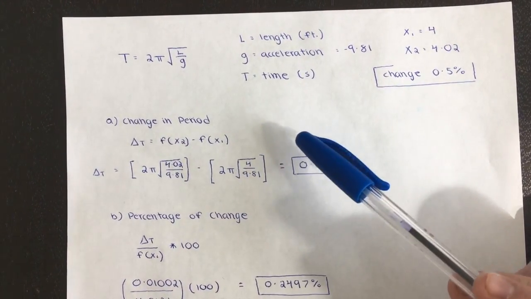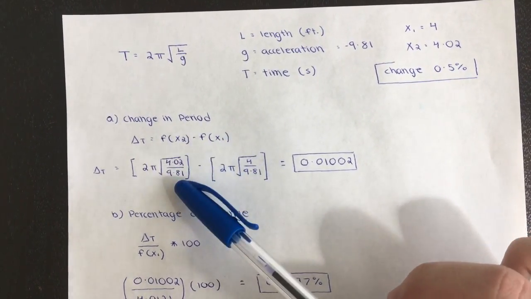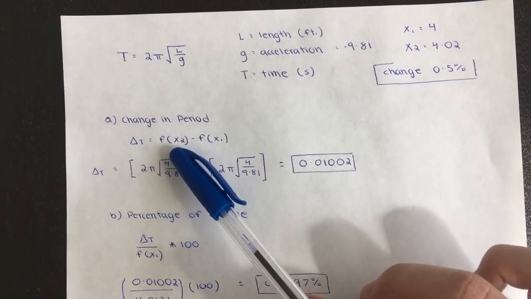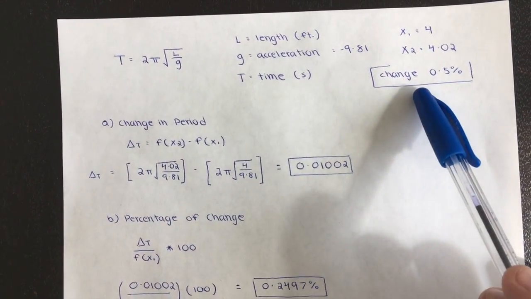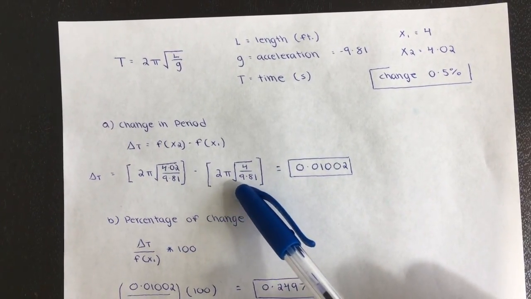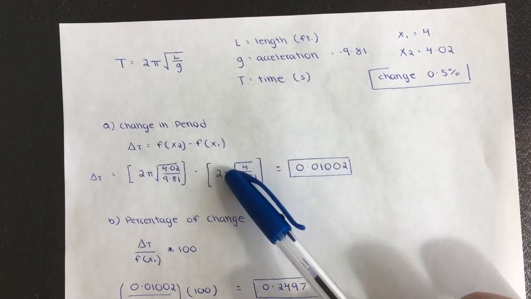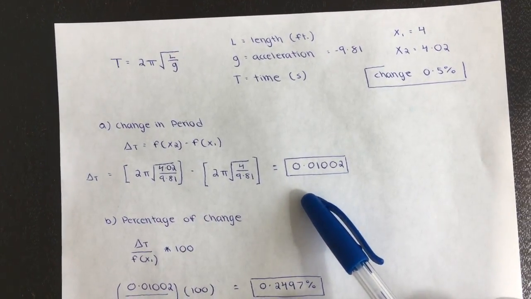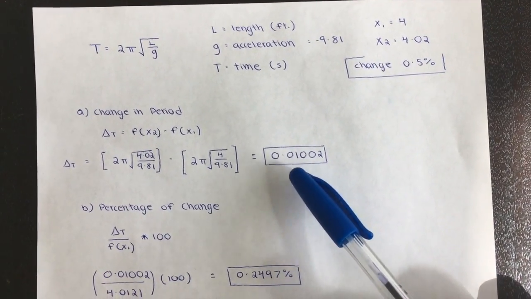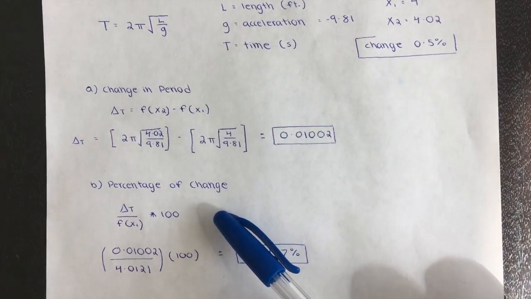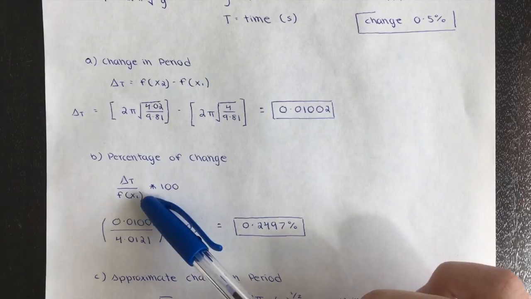Number A is asking us to find the change in the period of the pendulum if the original length is 4 feet. So we're gonna use this formula and put all the variables into the f of x2. x2 is 4.02 as we have in here, and x1 will be 4. This change in period will give us 0.01002.